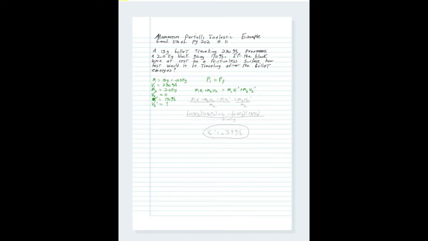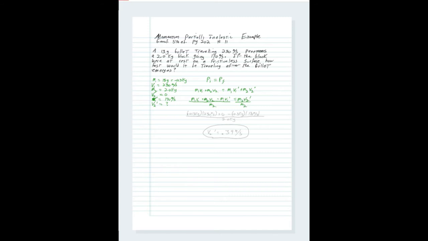I want to know V2 prime, so I'm going to subtract M1 V1 prime from both sides. So I have the original momentum minus M1 V1 prime equals M2 V2 prime. And then I'll divide the whole thing by M2. Same thing here. And then I'm all set.